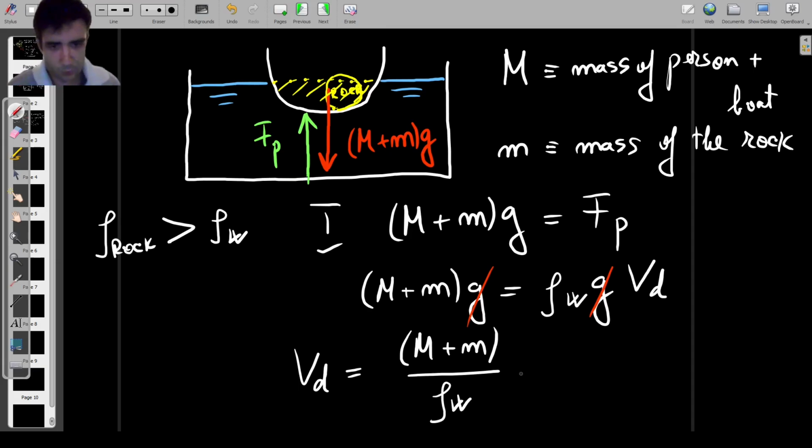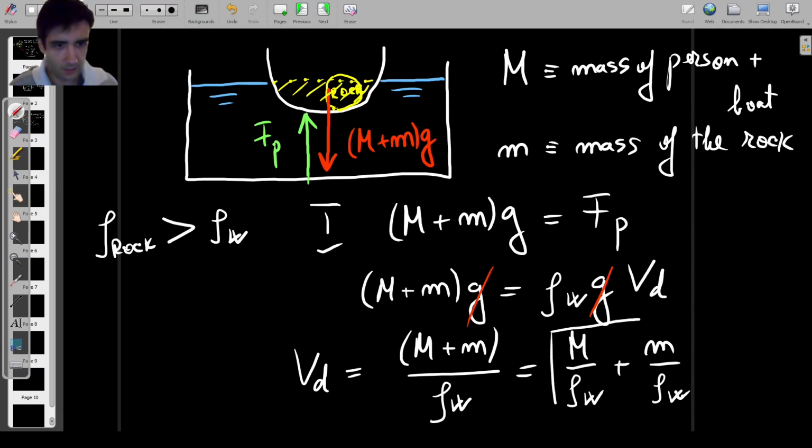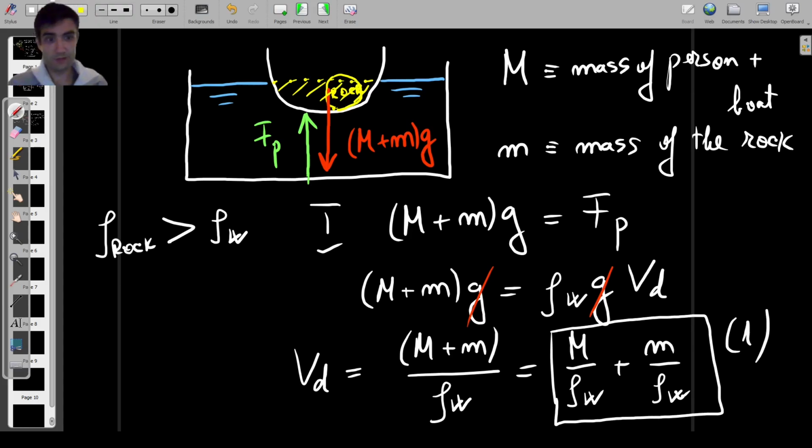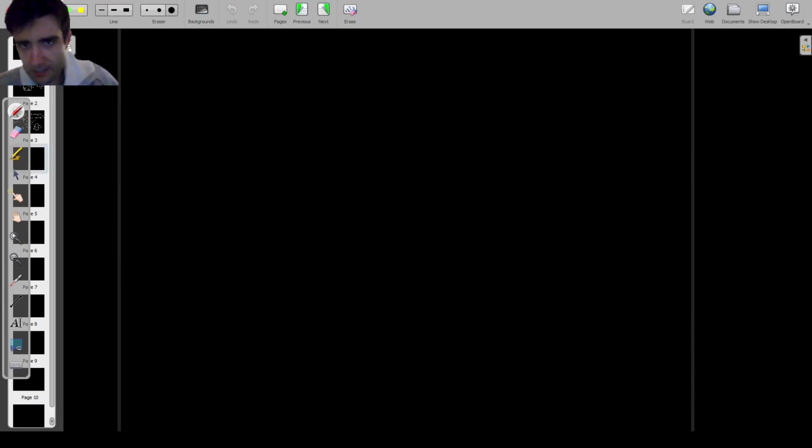And what I'm going to do at this point is split this fraction into terms. So I'm going to have big M over the density plus small m over the density. And you'll see why I'm doing this in a moment. Okay, let's call this, as before, equation 1. Right, so we sorted out what happens to the displaced volume while everything is in the boat. And now let's consider the second case. So I'll put a 2 here.